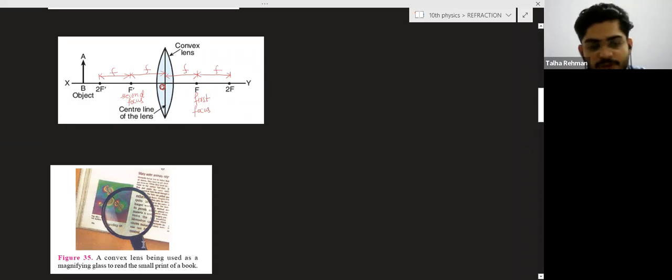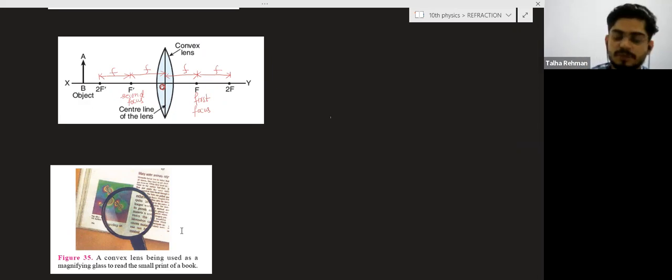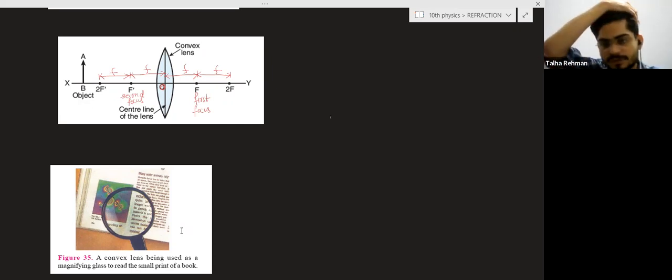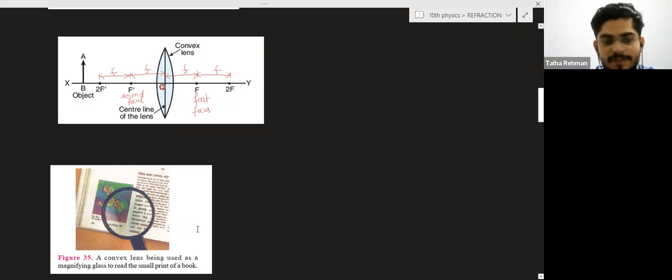You can see here, when you use the convex lens as a magnifying glass to read small print, what you will do is put the book at a distance less than the focal length. This book should be within the focus, between the optical center and the focus. Then you will get a magnified image, virtual and magnified.